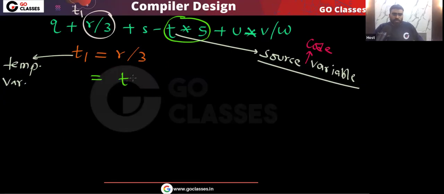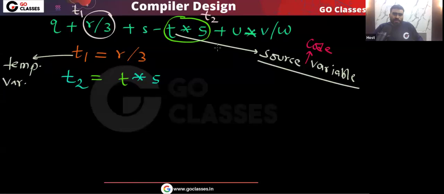So you will do t multiplied by 5, and you can store this into some other temporary variable t2. Because you want SSA form, don't assign into the same temporary variable more than once. This is what you will do. Now you have this in t2.